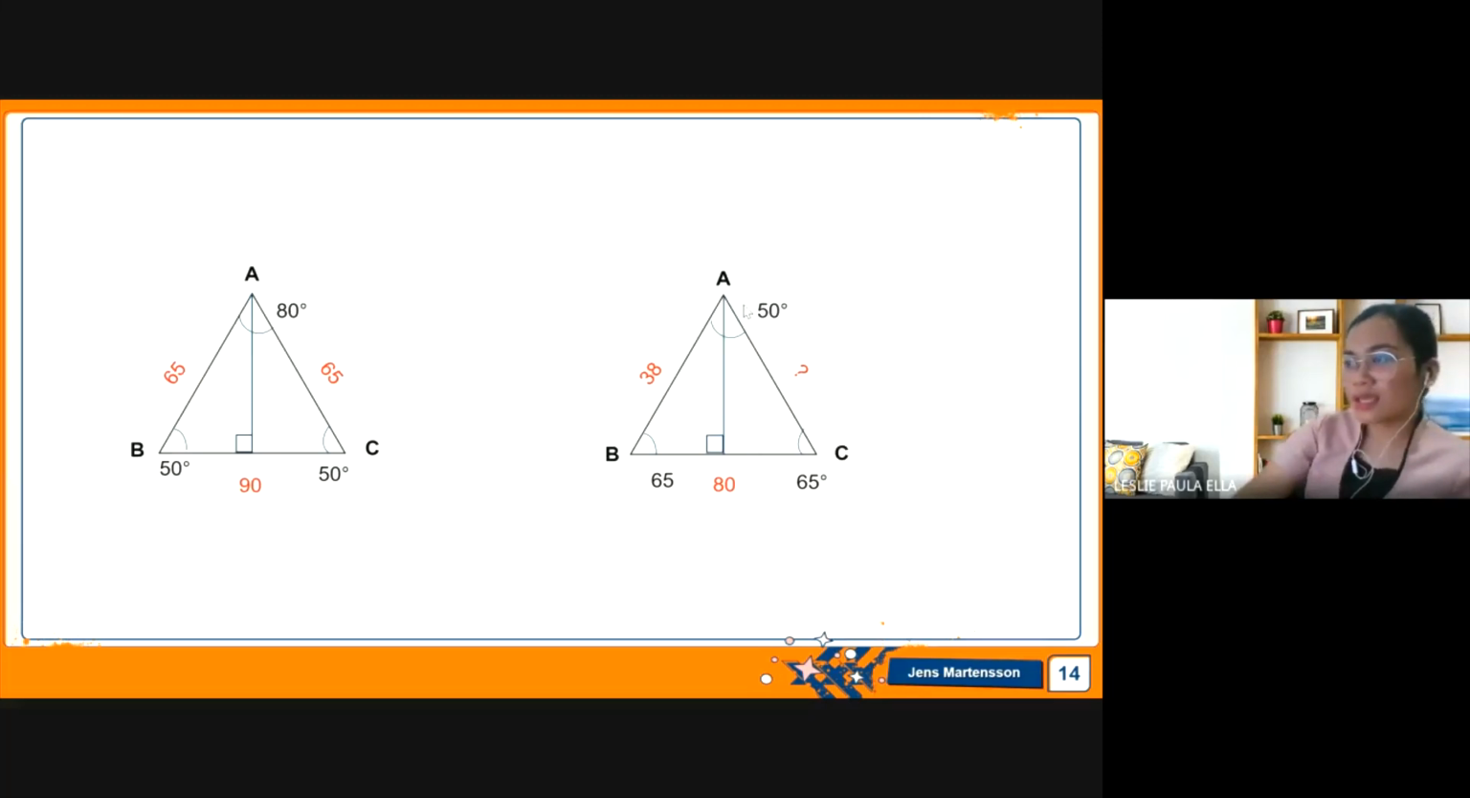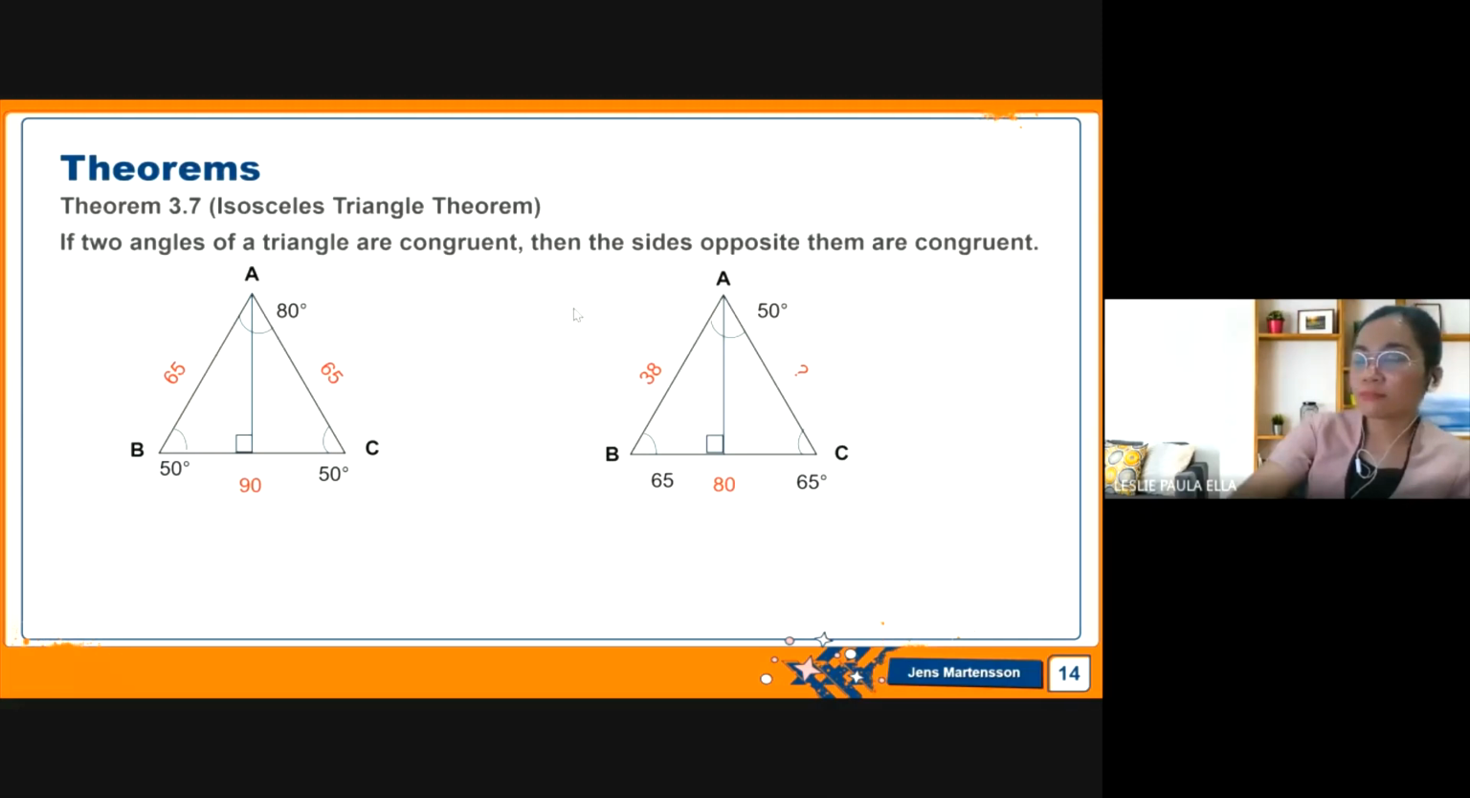So in a triangle, if we have the congruent sides, their included angles are also congruent. Okay, next example. Next theorem.